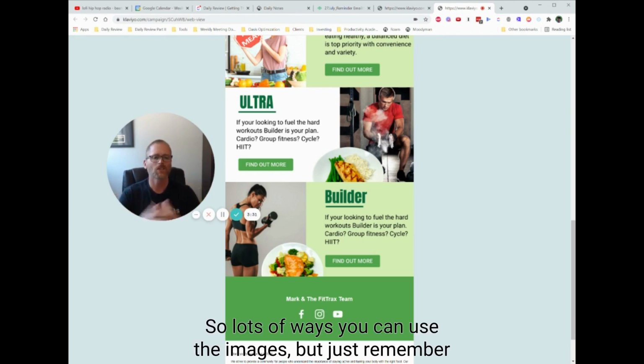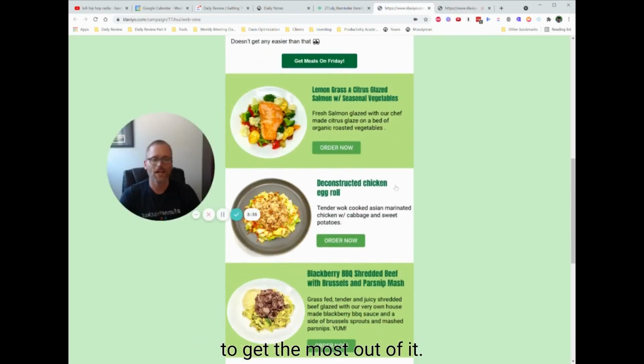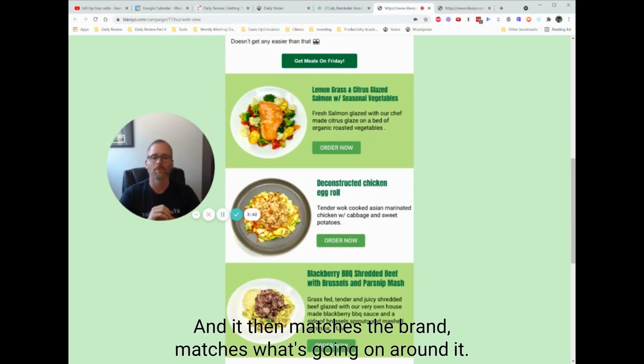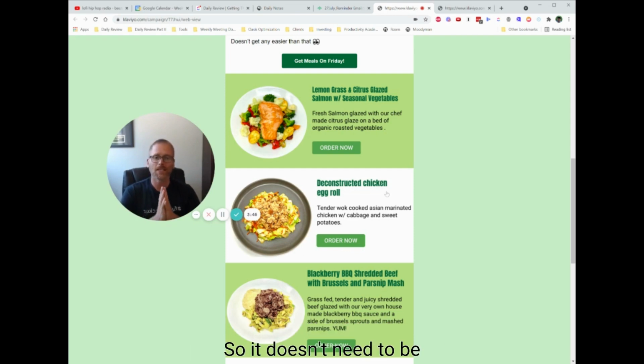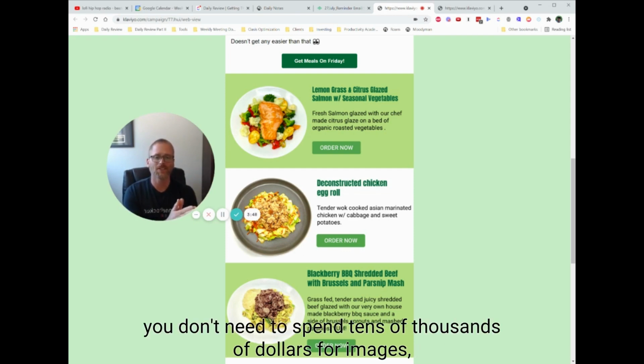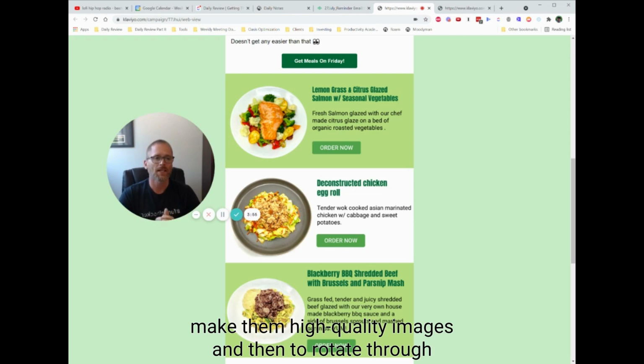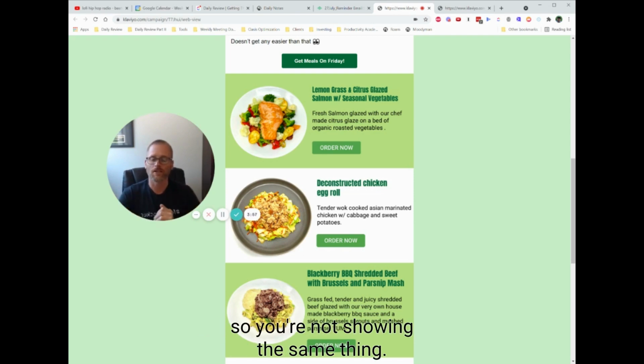So there are lots of ways you can use images, but just remember, to get the most out of it, make sure you have the best image you can. Make sure it matches, of course, what you're talking about, and then it matches the brand and what's going on around it. You don't need to spend tens of thousands of dollars for images, but do what you can within your budget to make them clear, make them high quality, and then rotate through so you're not showing the same thing.